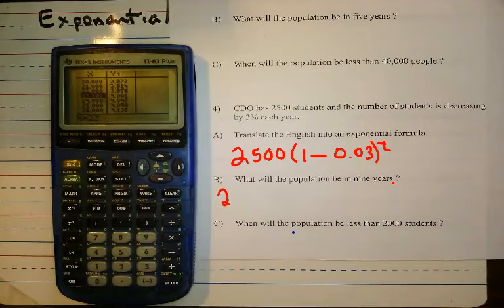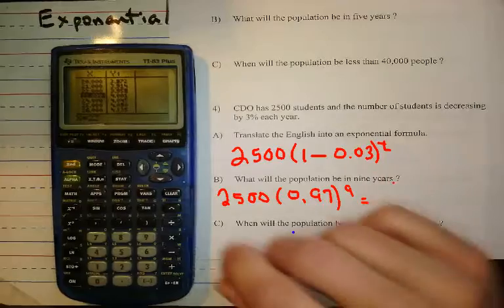So 2500. And then instead of 1 minus this, I'm going to type this into my calculator. 0.97. Remember, where did I get that? Because 1 minus 0.03, like $1 minus 3 pennies, would be 97 cents. And then I'm putting it in for 9 whole years. How many folks are that?